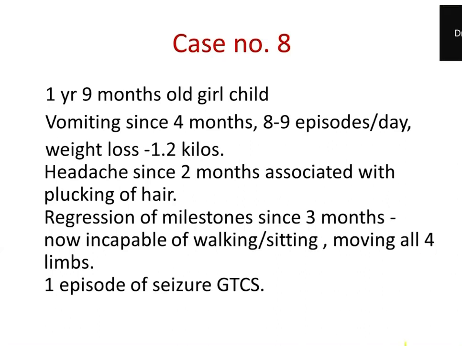Yes, sir. Next two cases, very straightforward cases. Who is taking these cases? Kumudini is taking, sir. Kumudini, can you do it fast? Yes, sir. So case number 8 is a 1 year, 9 months old girl child. Vomiting since 4 months, 8 to 9 episodes a day, and weight loss of 1.2 kg. Headache since 2 months, associated with plucking of hair and regression of milestones with 1 episode of GTCS. So basically, it's an infantile age group child, and you had symptoms of raised intracranial tension.